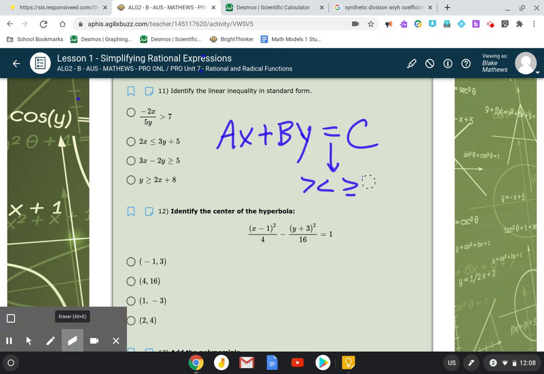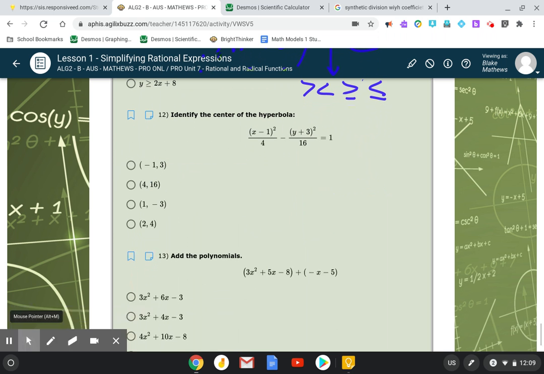And this equal sign could also be any of our inequality symbols. So just so you're aware, it doesn't matter. It's just the standard form. The point of this is that it's AX plus BY equals C. So you have X and Y on the same side of the equation with the C on its own. So you just need to pick the equation that matches that basic pattern. And so it looks like that should be pretty easy for you to get.